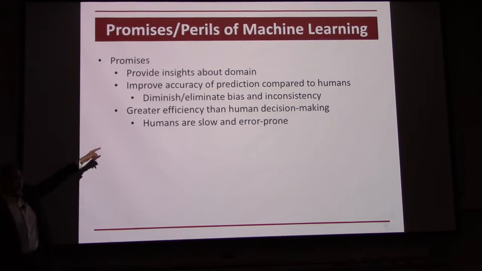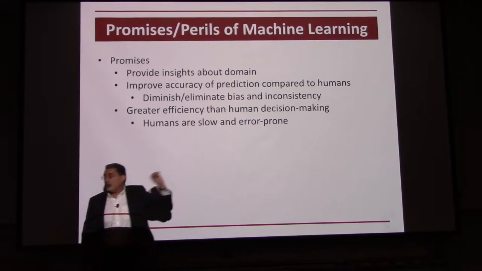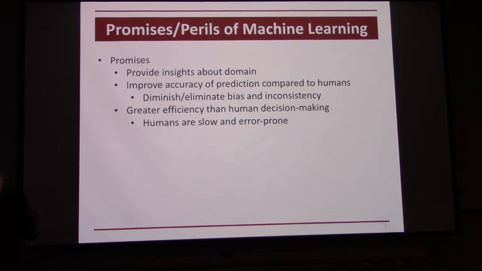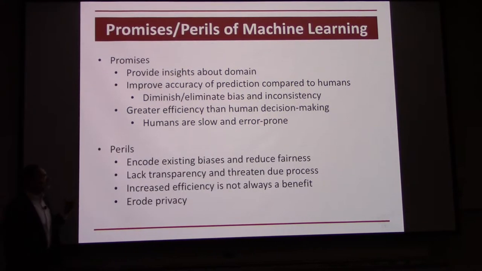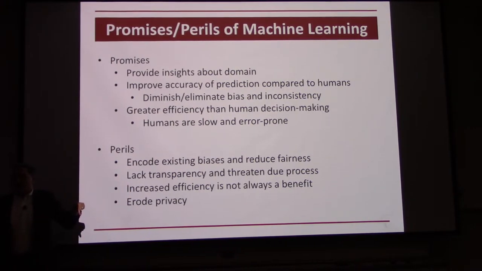So someone comes along and says, let's do some machine learning because the algorithm doesn't get tired. It'll do a better job. It's more efficient than human beings. It's less error prone. It's more consistent. Okay, that sounds good. Let's go do that. Well, what are the cons? What are the perils? Remember, this thing is trained on historical data. So what does that historical data reflect? All the existing biases and grumpiness of human beings.